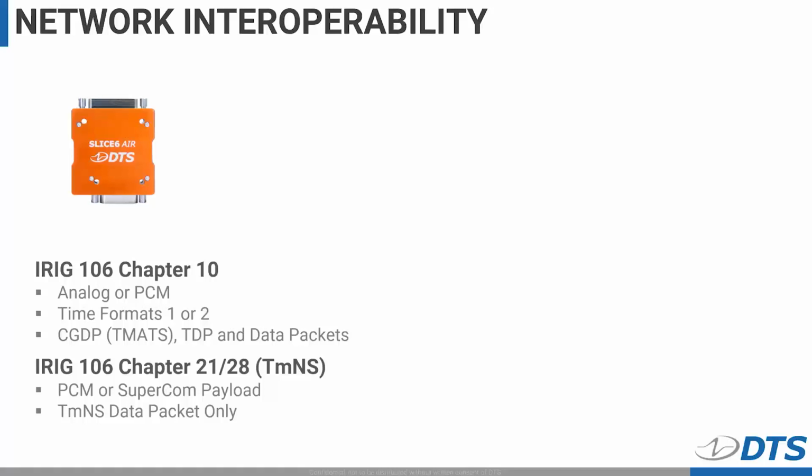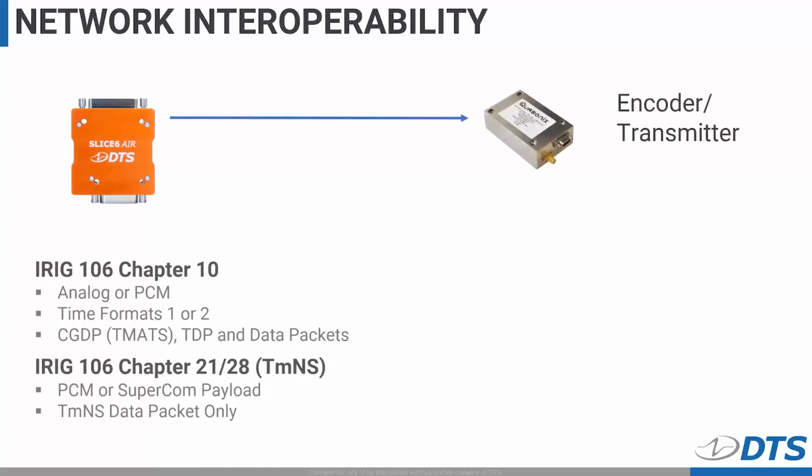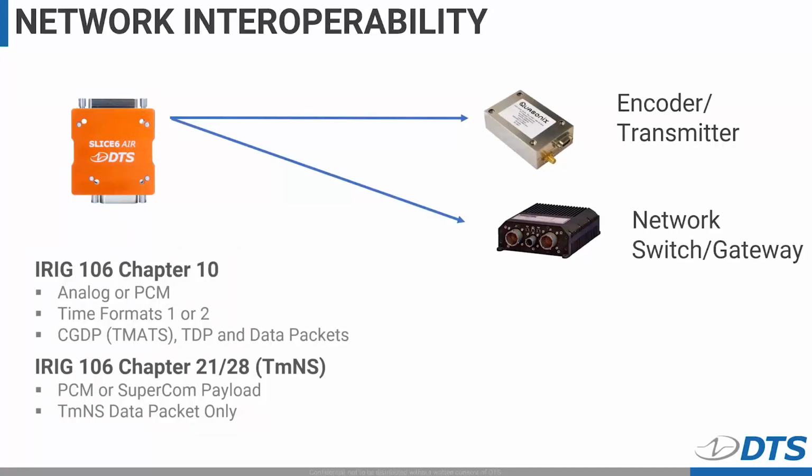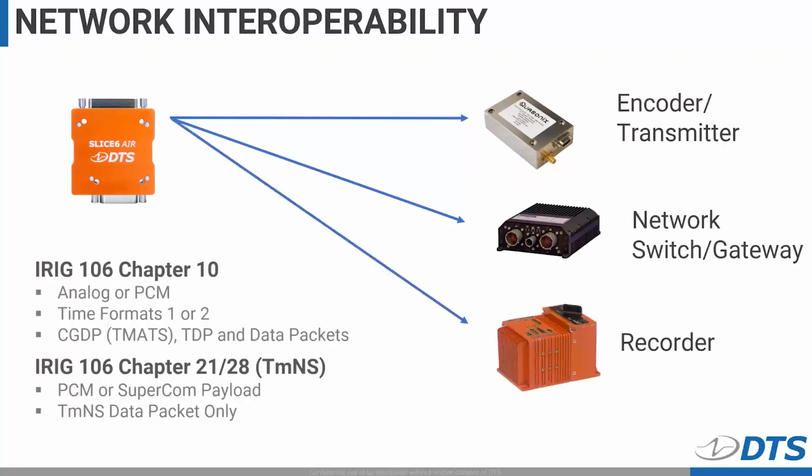The fact that we're streaming out in these common standardized formats allows the products to be used in a number of ways. For instance, you can hook it up directly to an encoder or transmitter for TM applications. If there's an existing serial infrastructure and you want to connect the system as an adjunct, you can use various network switches or gateways. And finally, our data can be streamed directly to a Chapter 10 recorder.